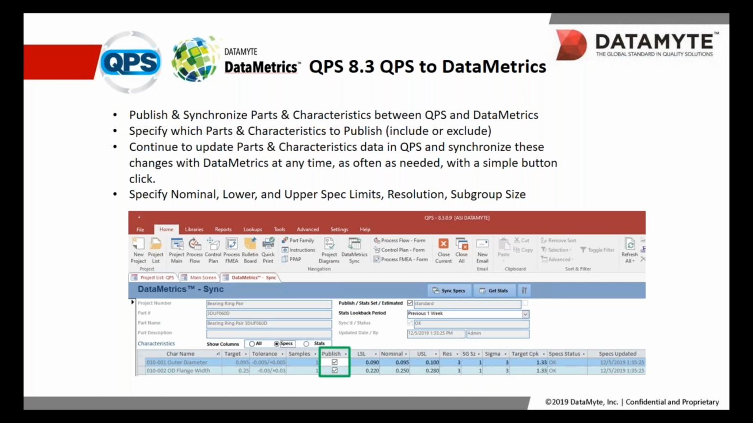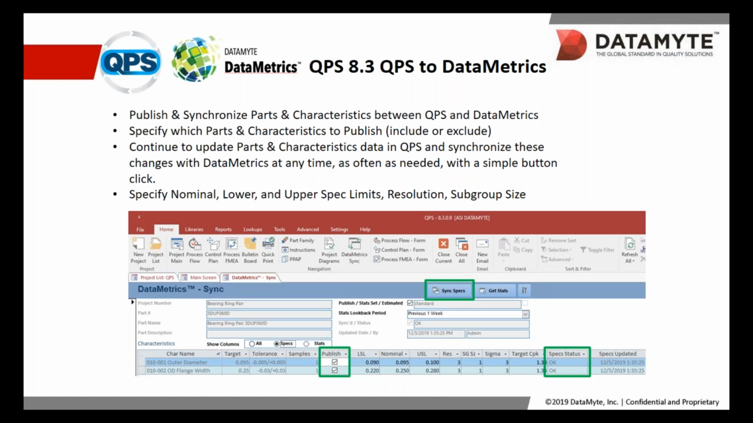So as I'm publishing the information, I wouldn't necessarily have to pull in the entire control plan. I'm just going to pick those characteristics that I would need for SBC data collection. And then by putting a check mark here, I'm going to publish the information, get the information ready to be synchronized and synchronize those specifications. And as long as I have a handshaking with the setup editor in the DataMetrics software, I will receive an OK status for my specifications.